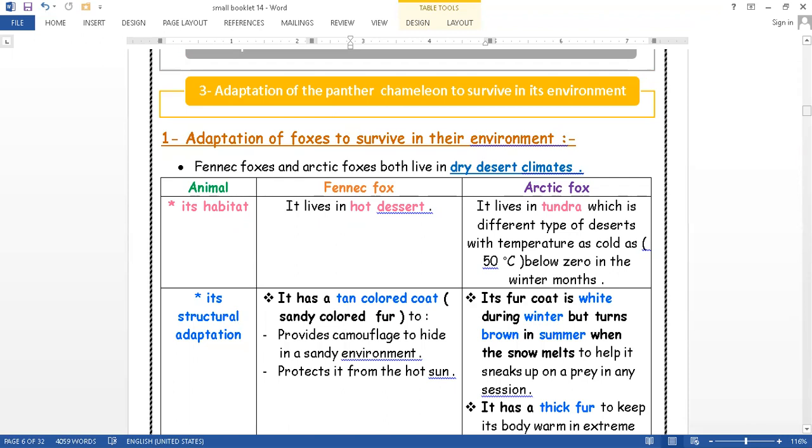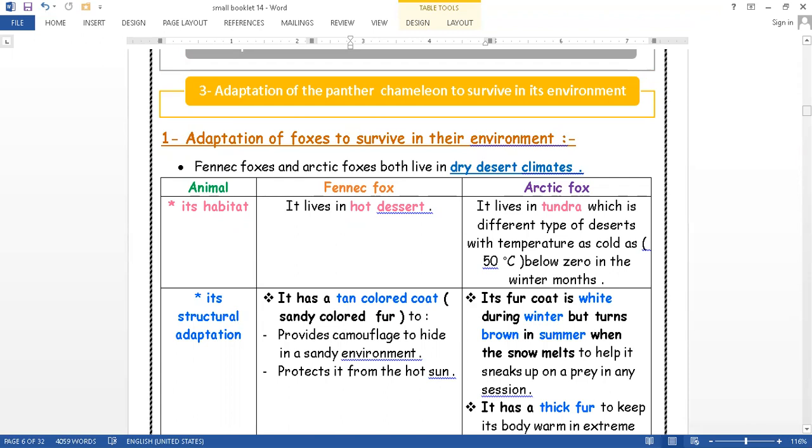But Arctic fox lives in tundra. Tundra is a type of desert. But the weather in this type of desert in the winter is extreme cold, junior 4. Temperature reaches 50 degrees Celsius below zero. So it means that it's so cold. So we will find that it's surrounded with snow, so the fur has to be white. Why? To blend with the snow.